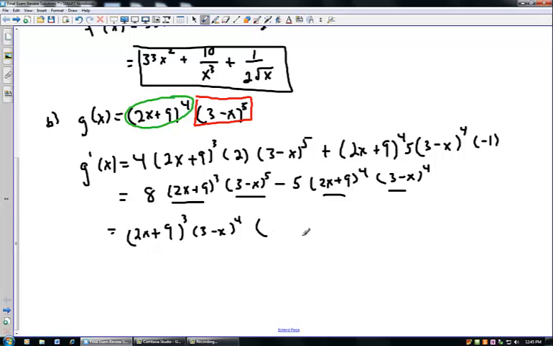And then we play this game. Something goes here minus something goes there. And here I'm going to put an 8. And I have the cube. I need the 5th. So I put 1, 3 minus x. So this times that is equal to this thing above. And then over here I'm going to need a 5. And I'm going to need a 2x plus 9. So now this times that is this thing above.